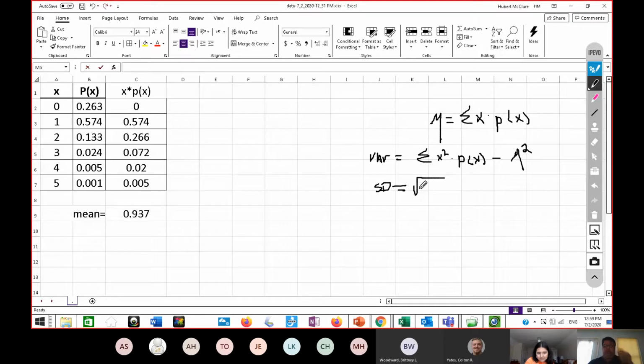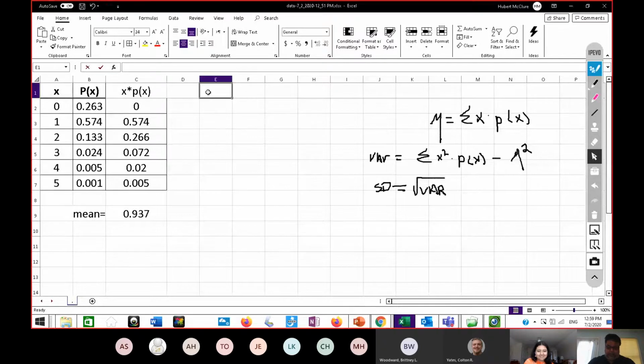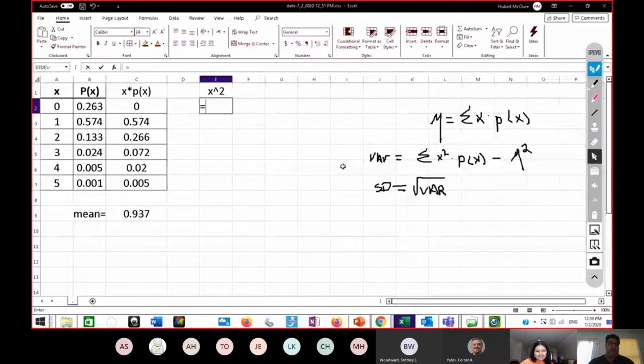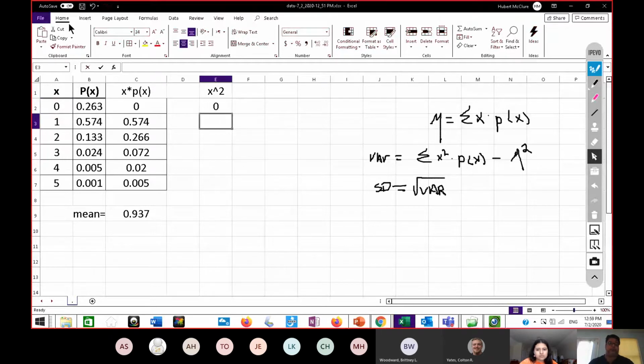There we go. So we need another column. And what is that column going to be called? X squared, Hubert. That's right, class. Thank you for your input. I'll do the first one for you. I believe it's going to be 0. I'm amazing. And now we're going to take x squared and multiply by what? P of x. So I'm going to make another long one here: x squared times P of x. That's why it's always good to make sure you read your formulas.